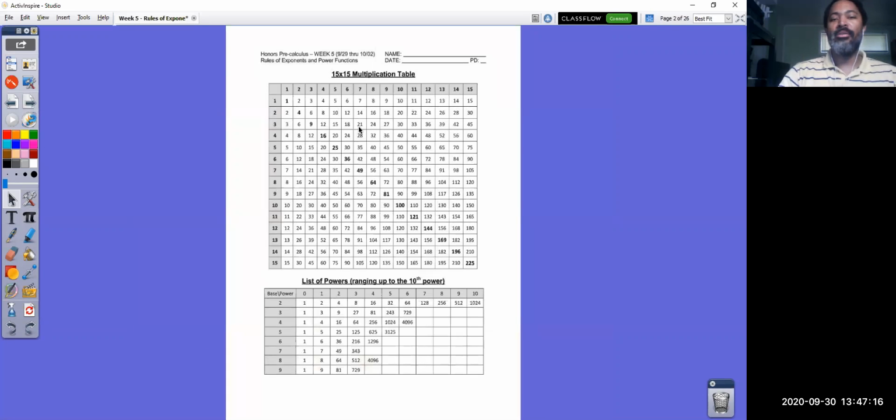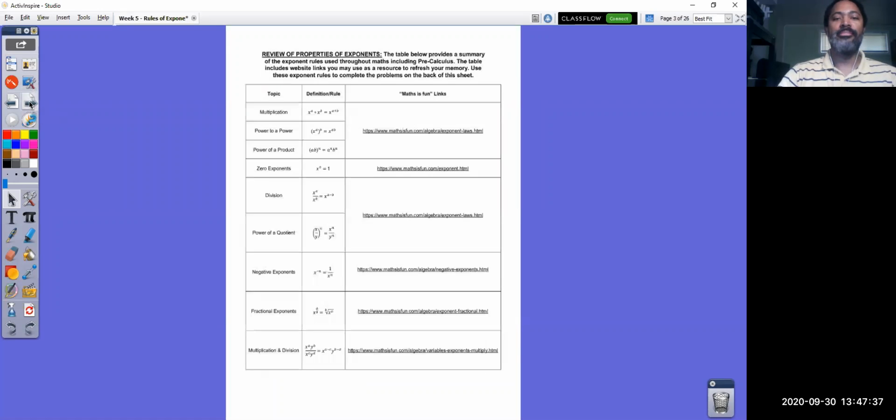Included in this week's notes is a 15 by 15 multiplication table for your reference, a list of powers ranging up to the 10th power for those numbers that are necessarily important. For example, 4 to the 7th, you're not really going to see that, so it's not in the table. So it's not a complete table, but it's more than enough powers that you should need for pre-calculus. There's a page for a review of properties of exponents, a summary of those rules, along with links to web pages that provide more information.